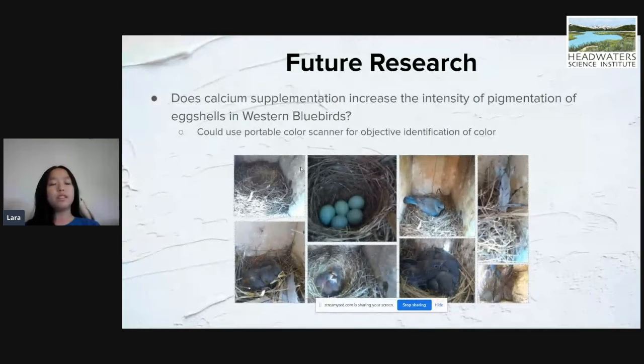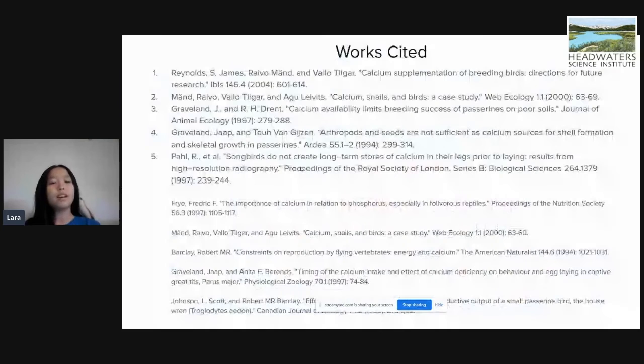Many of my questions were already answered through literature reviews for future research. I still have one question though. If calcium supplementation increases the intensity of the pigmentation in the eggshells of western bluebirds, I could use a portable color scanner for an objective identification of color.